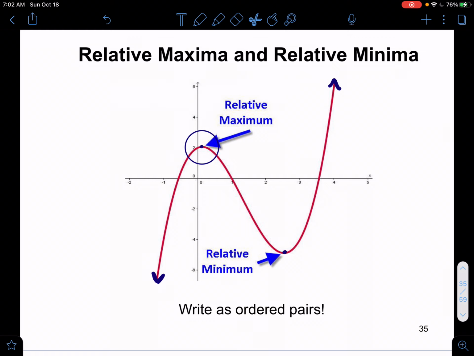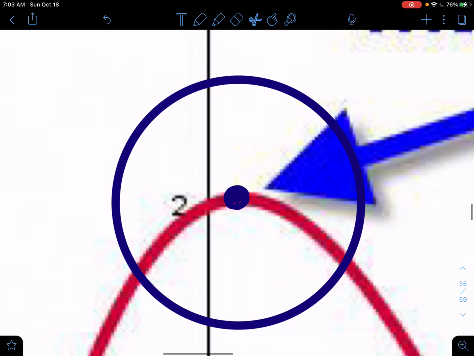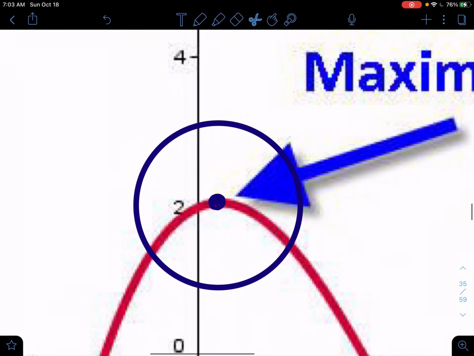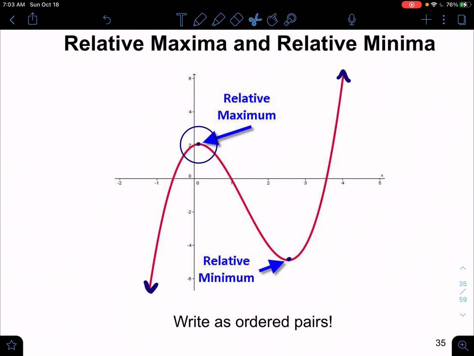So what a relative max is compared to everything else around it. If you zoom in really close, it looks like we get a high point, right? So that's a maximum that's relative to everything that's kind of around it. Similarly with a relative minimum.